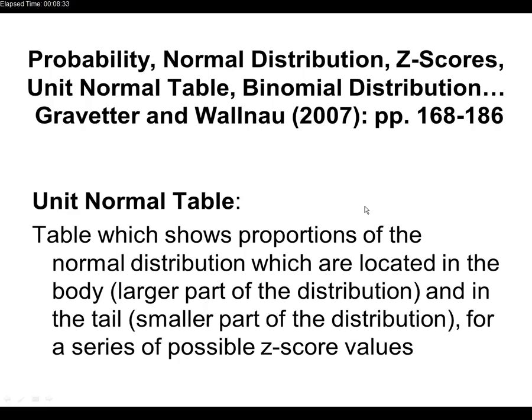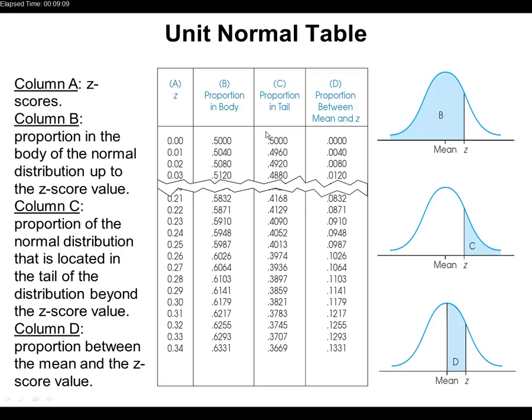All right, and we want to talk a little bit about the unit normal table because it has to do with z-scores. Okay, so this is the unit normal table, which is found on page 725 of your book, tells us which proportions of the normal distribution are located in the body of the graph, the larger part of the distribution, and which parts are in the tail, the smaller part of the distribution, for a series of possible z-score values. Okay, and this is it.